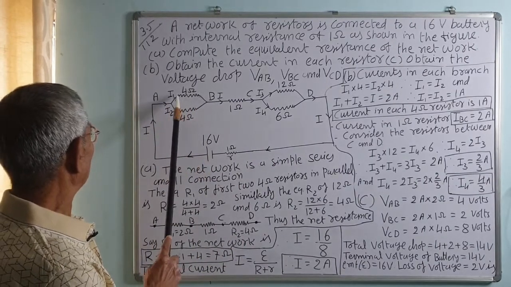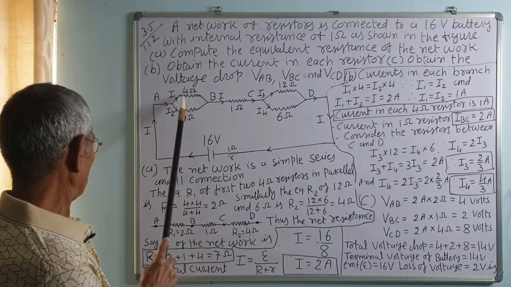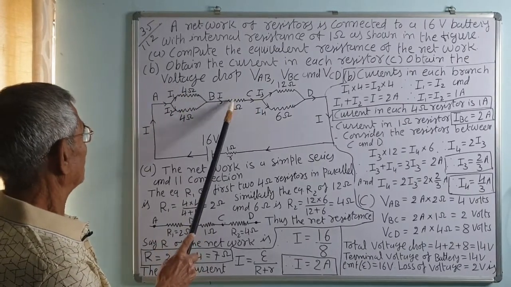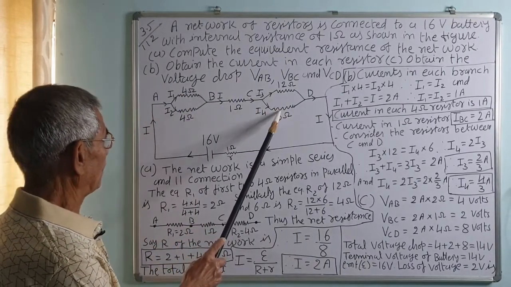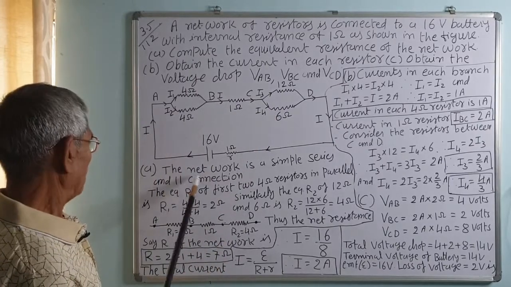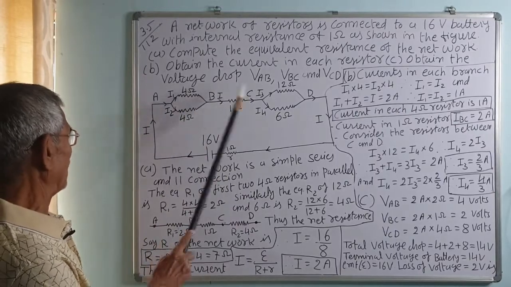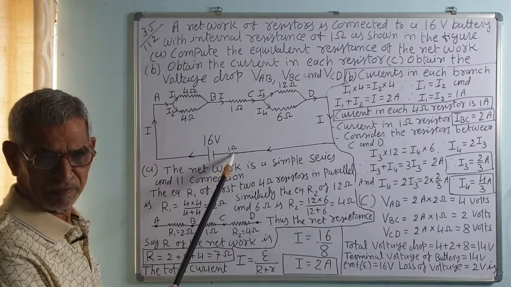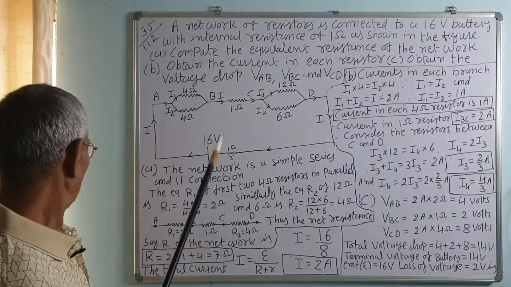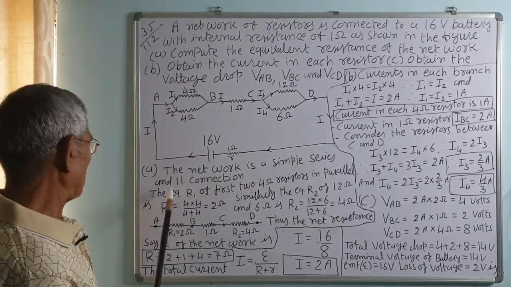From the figure you can see these are parallel resistors, and this is in series with these, which are also parallel. Now, the network is a simple series and parallel connection. Here is a series, here is a parallel, and this is the internal resistance of the battery, that is 1 ohm.